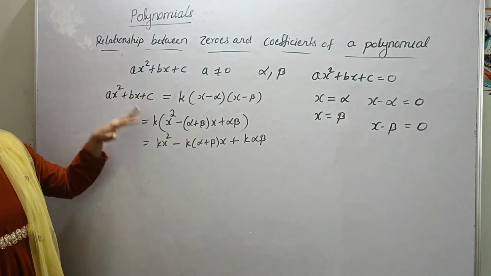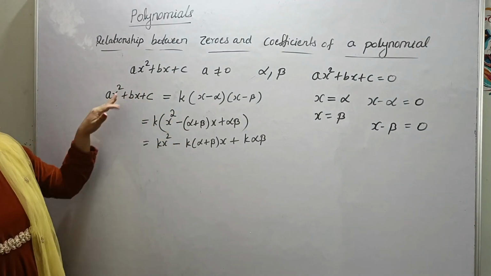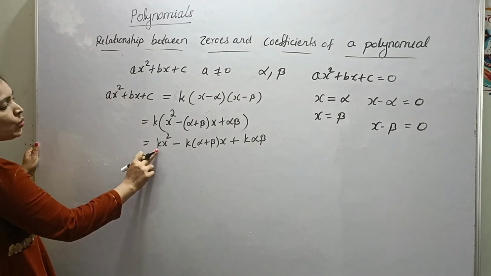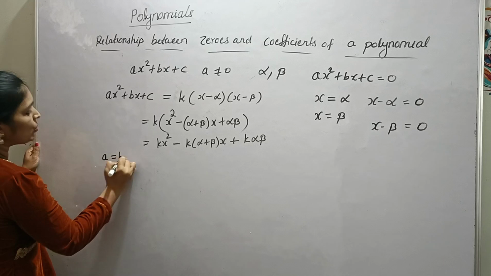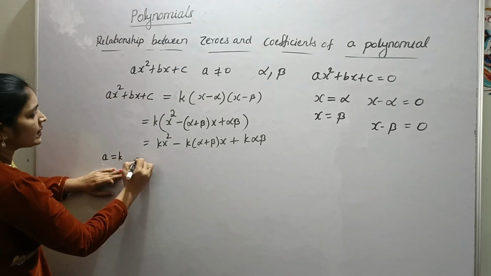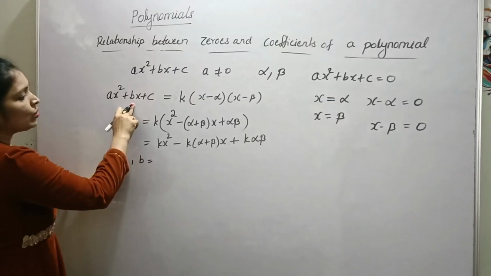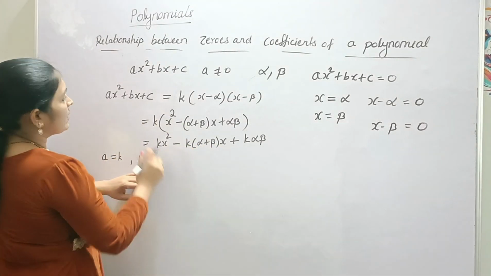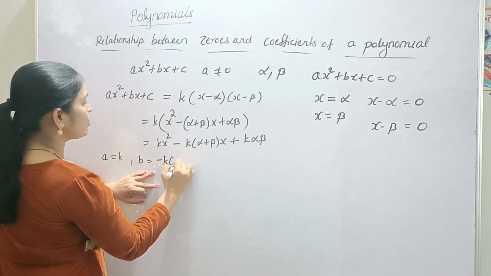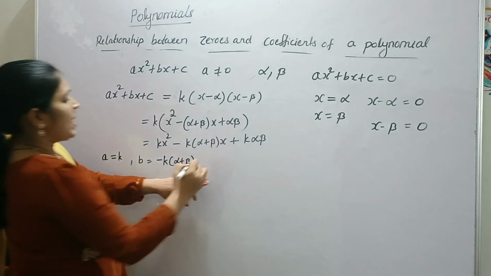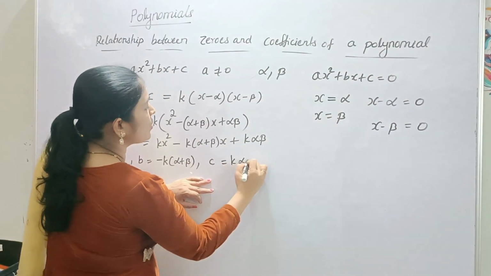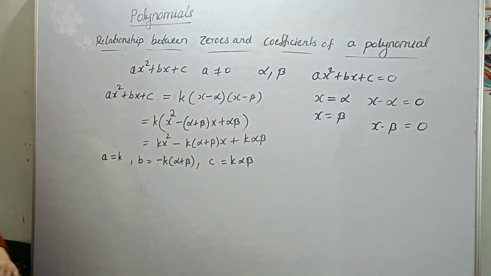Now on comparing both sides, coefficients of x square, coefficient of x and constant term, here we will get a is equal to k. Then b is equal to, coefficient of x is here b, minus k into alpha plus beta. And c is equal to the constant c, here the constant k into alpha into beta.